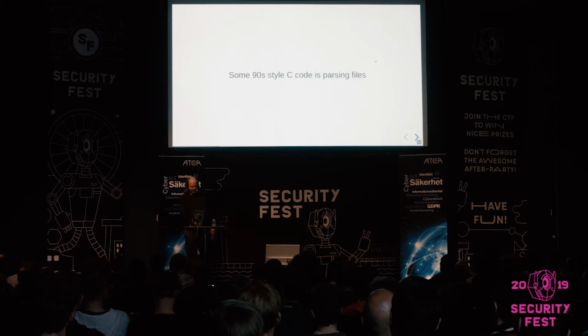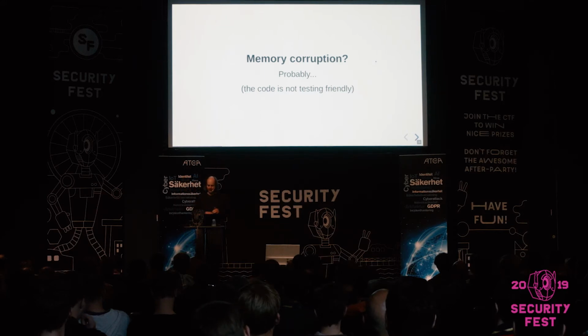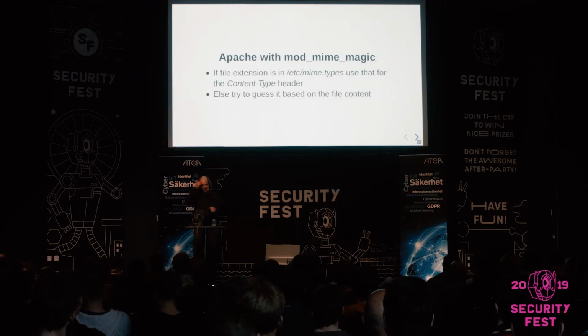If you read, OK, some 90s C code is parsing files. It's probably complex parsing. Doesn't sound good. You usually think, yeah, there are probably buffer overflows in there, memory corruption vulnerabilities. I haven't found any, but also the code was not very friendly to testing. If someone wants to look into this, I can only encourage that. But also we have other problems with that.